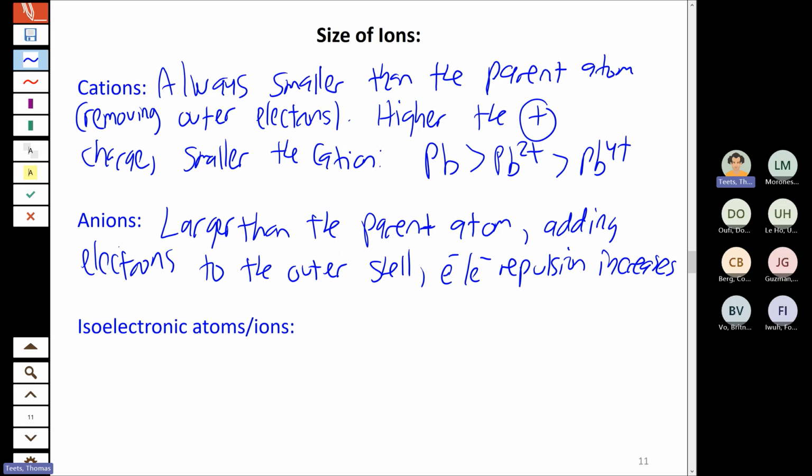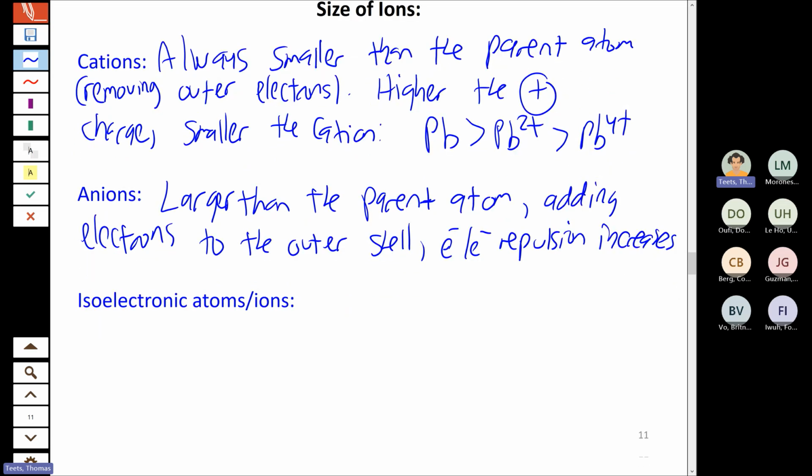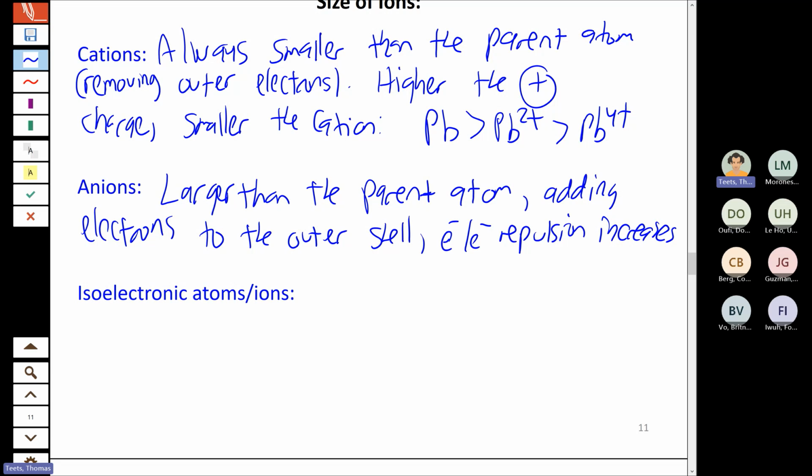Now, a special category that we're going to talk about at times are called isoelectronic atoms and ions. These are going to be atoms or ions that have the same number of electrons.